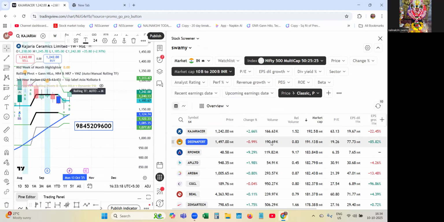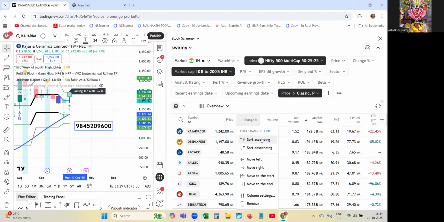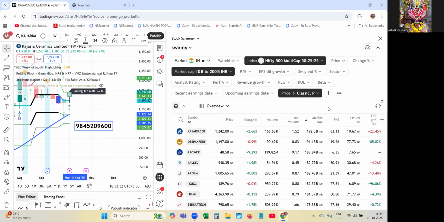Okay, I saved it, and apart from that, it is not necessary to do this one, sort ascending or sort descending. But you can do that and you can save it. So my screener is ready. Isn't it simple? It is very, very simple. The screener is very, very simple.